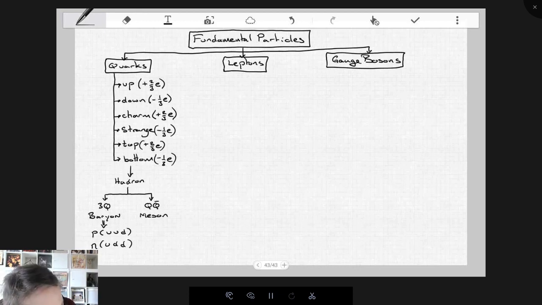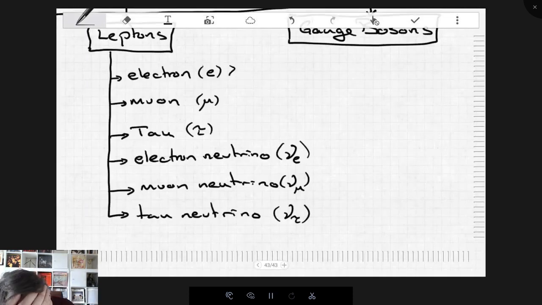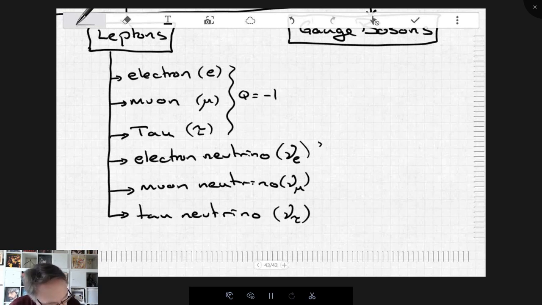So let's look at the leptons. The leptons that exist are the electron, there is one called a muon, and there is one called a tau. And there are three more, and they are all neutrinos. And the neutrinos are associated with these three. So there is an electron neutrino. There is a muon neutrino. And there is a tau neutrino. Symbols, charge. These all have a charge of -1 in electronic charge units. These all have a charge of 0.